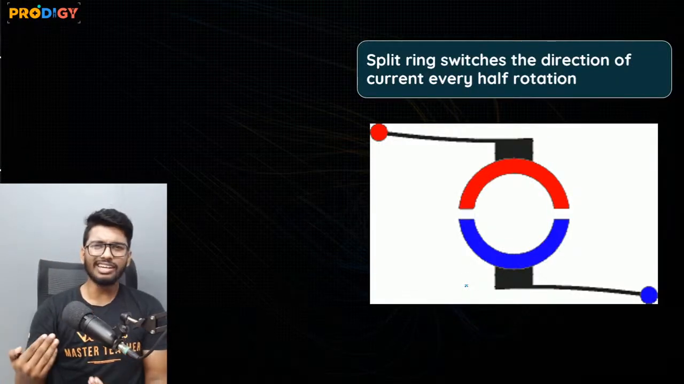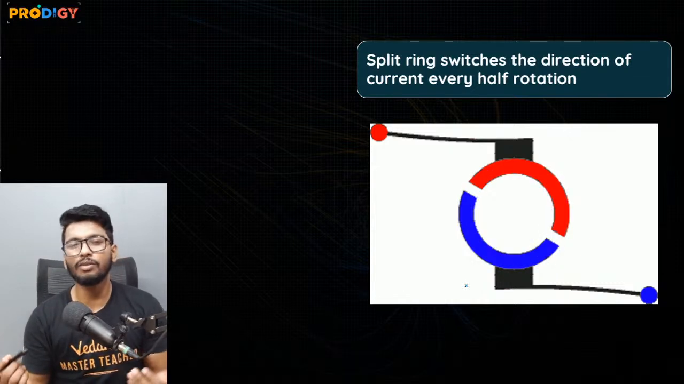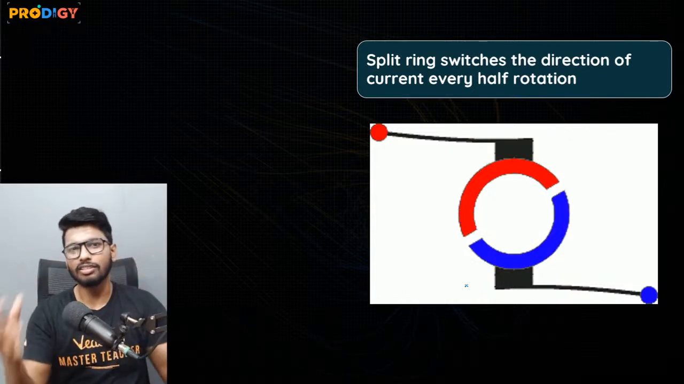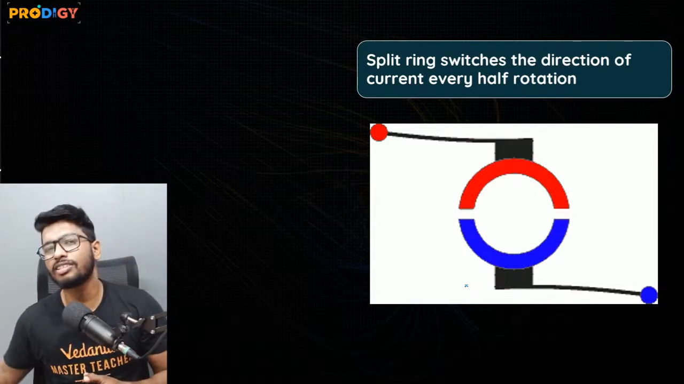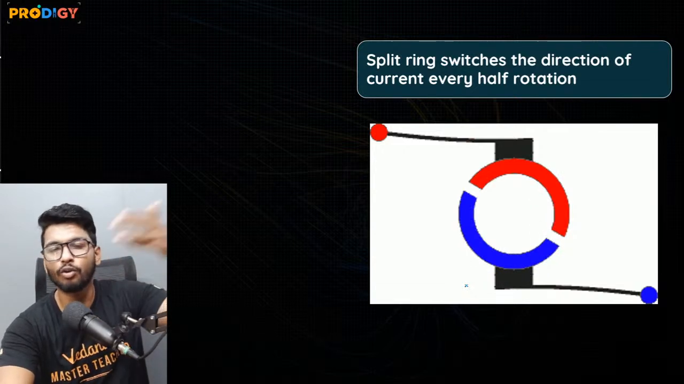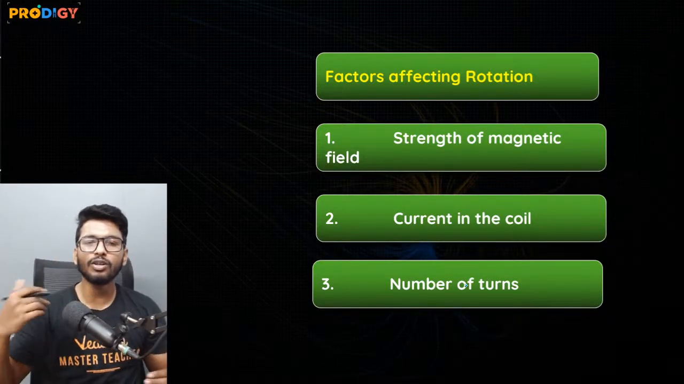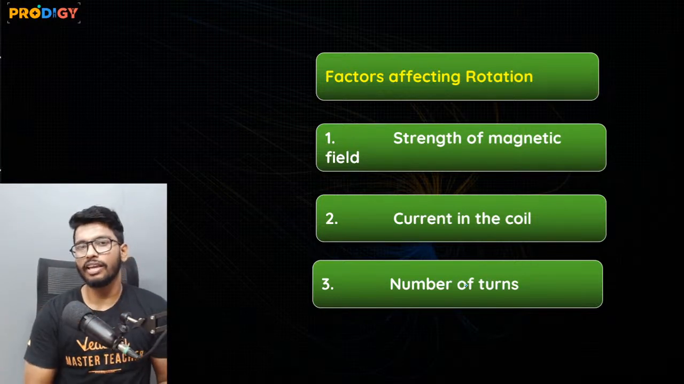Now, there are a few things that you can use to control the speed at which it rotates, because obviously you can't always stick to the same speed, like in industries. You need faster motors, you need to produce more RPM or rotations per minute. So in order to change that, we have a few things that you can mess around with.